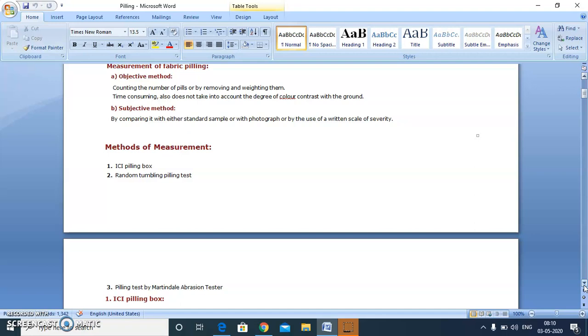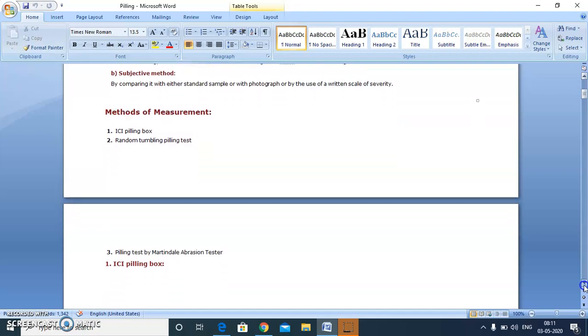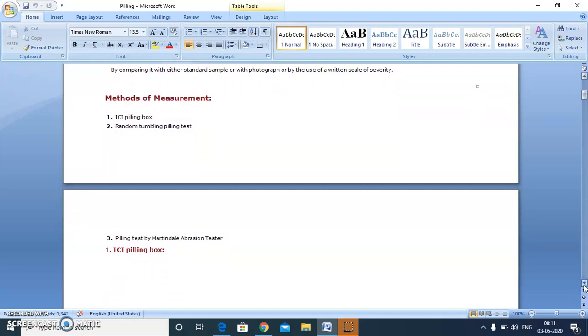The reason behind its popularity is this instrument can be used both for pilling as well as abrasion testing. And in case of abrasion testing, earlier we used to test three types of abrasion. One is plain or flat abrasion, edge abrasion, flex abrasion. But nowadays we go for simply flat abrasion. So this instrument can be used both for testing flat abrasion as well as pilling. We'll discuss it afterwards. First, we'll see how an ICI pilling box looks like.